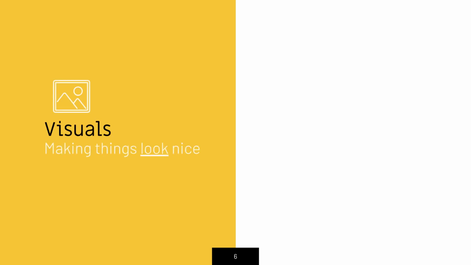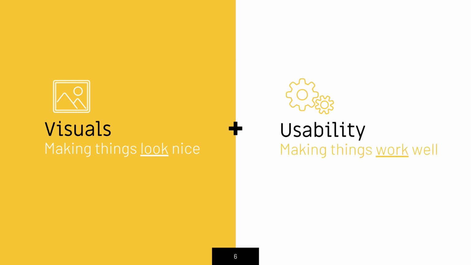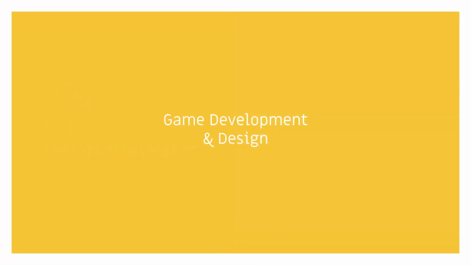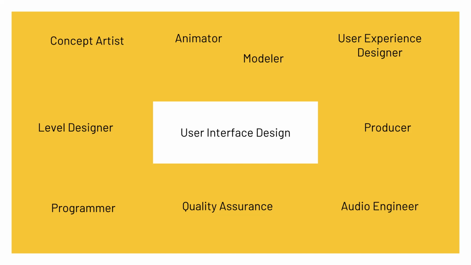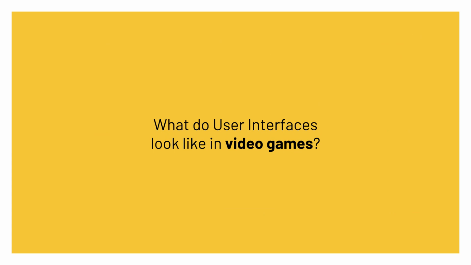And the reason I point that out specifically is that in game UI, there's two main parts to it. So there's a visual side of it where you're making things look nice and pretty. And there's also the usability side of it where you're thinking about how things work and how the user interacts with it. So in game development design, there's all these different types of roles. You have concept artists and programmers and producers and animators and level designers. But UI design kind of sits in the middle because it deals with both how things look and how things work.